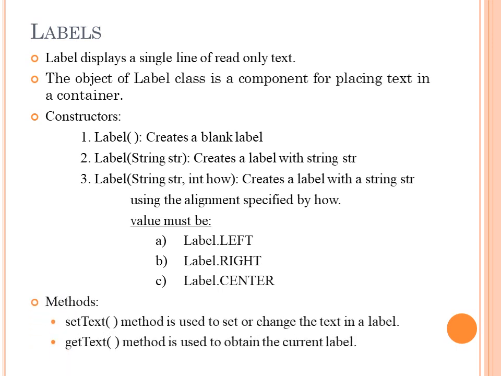Now further we will see what are the various methods that are used for labels. Now the first method that is being used is setText. Now this method allows you to set or change the text in a label. So whatever name you want to give to a label can be written using setText. Now if you want to retrieve the text of a label, you have to use the getText method. So the getText method is used to obtain the current text of the label.